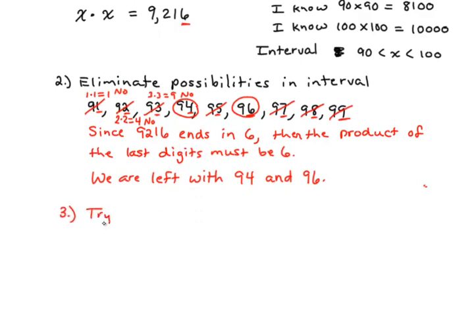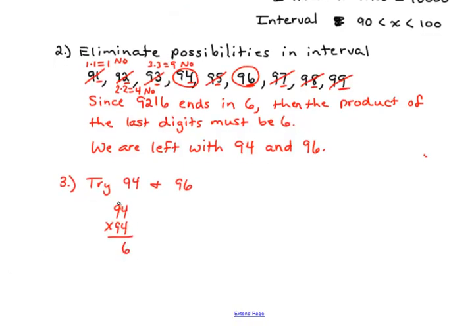So we're going to try them out. Try 94 and 96. So 94 times 94. 4 times 4 is 16. 4 times 9 is 36, plus 1 is 37. 0. 9 times 4 is 36. Carry a 3. 9 times 9 is 81, plus 3 is 84. So I add, this is a 13, carry the 1, it's an 8, and that's an 8. Okay, so 94 times 94 is 8,836.